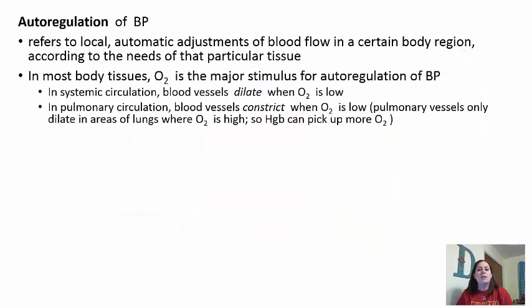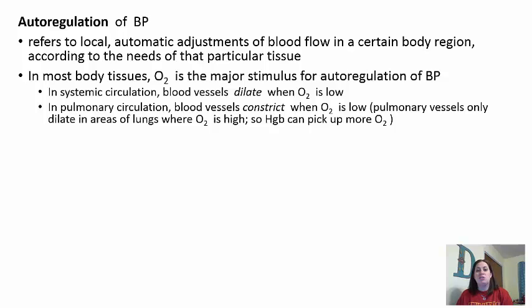All right, there's also going to be an area of what we call autoregulation of blood pressure. This is going to be a local automatic adjustment of blood flow to a certain area in the body. So this isn't going to be blood pressure as a whole. This is going to be a certain area that's going to regulate the blood pressure in that one area for a short time according to its need. This might be increasing the blood pressure to the kidneys or decreasing the blood pressure to the liver or whatever it might be, but in that one particular area.